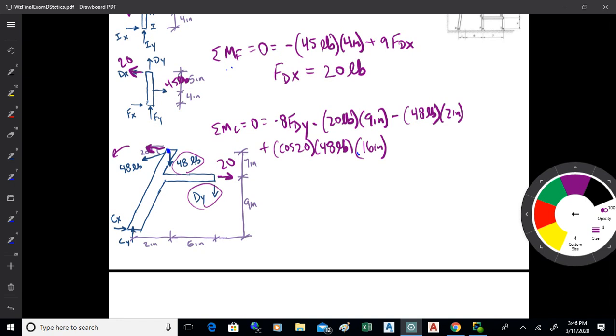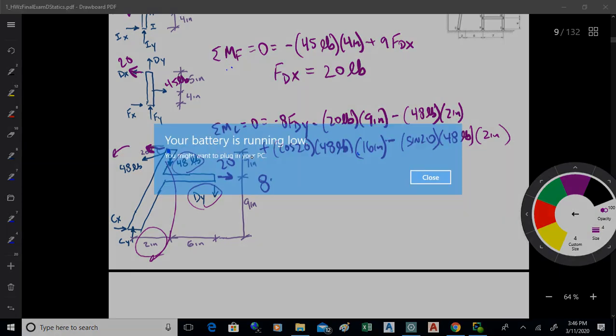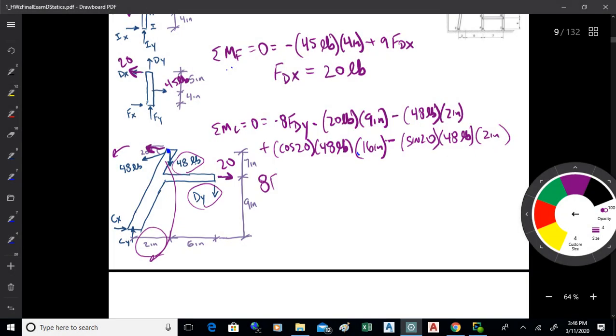But then I'm also going to have the x component of the 48. So that's going to be sine 20 times 48 pounds, and that'll have a 2-inch moment arm. Now that's going to come around clockwise, so that gets a minus. Okay. So I'm going to have 8 times F_Dy is going to be all that other stuff, okay?